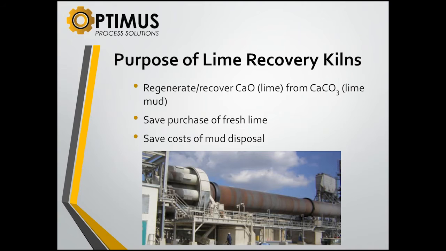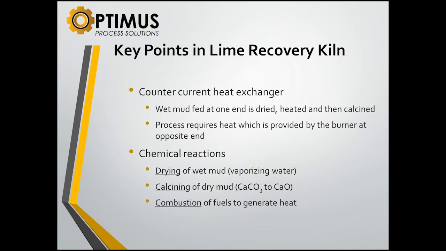The purpose of a lime recovery kiln is to regenerate or recover lime from calcium carbonate or lime mud. It saves the purchase of fresh lime and saves the cost of lime disposal. The kiln itself is a countercurrent type heat exchanger. The wet mud is fed at one end, dried, preheated, and then calcined. The process requires heat, which is provided by the burner at the opposite end.